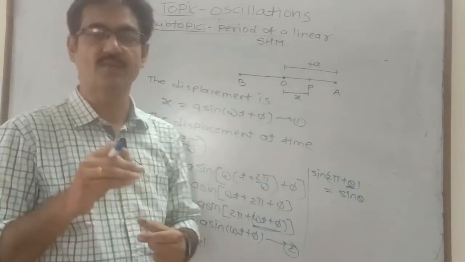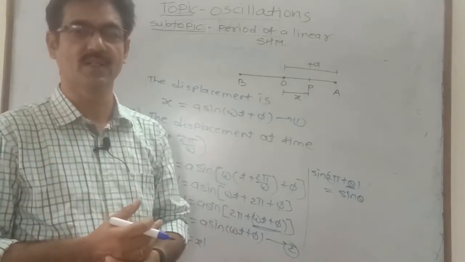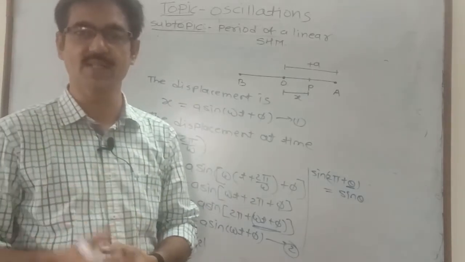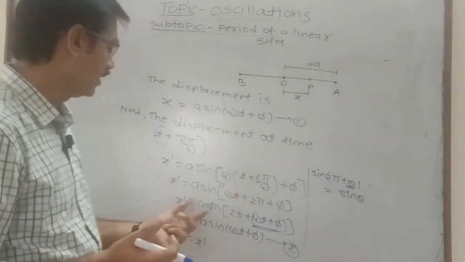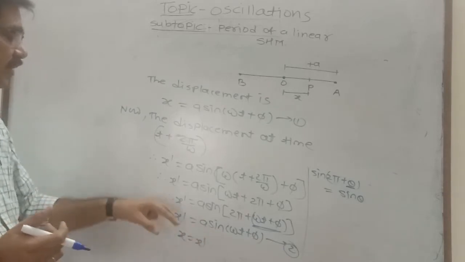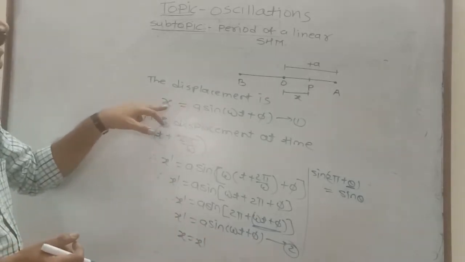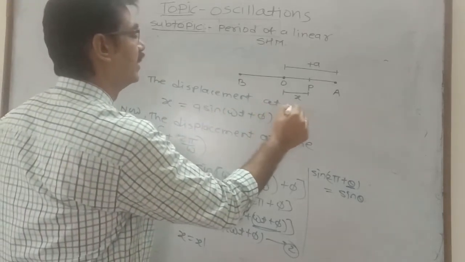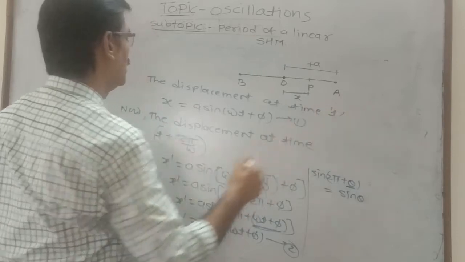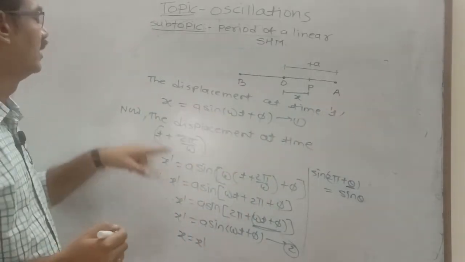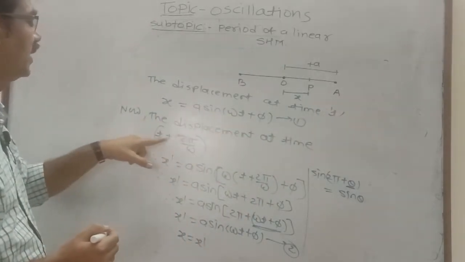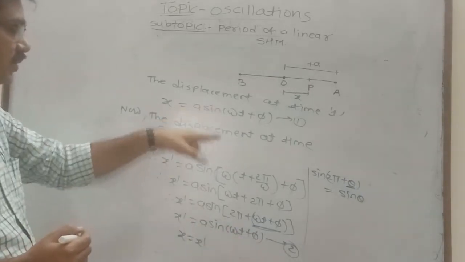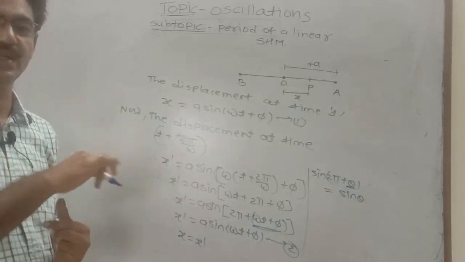because when a set of movements repeats again and again after a regular interval of time, that interval is the period of that linear SHM. That is why x = x'. The displacement at time t is x = a sin(ωt + φ). The displacement at time t + 2π/ω is again a sin(ωt + φ). Therefore these two displacements are the same, meaning the particle is at the same position.